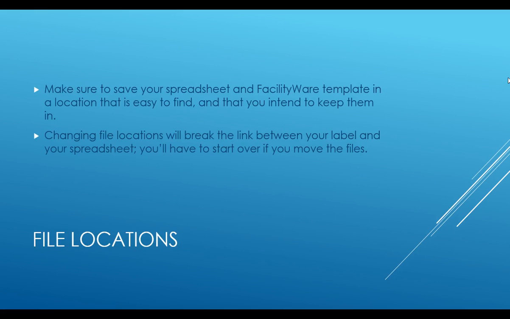As far as file locations, you want to make sure that your spreadsheet and FacilityWare template are in locations that are easy to find and where you intend to keep them. Because if you move those files around, it's going to break the link between the spreadsheet and the label, then you'll have to redo everything. Much easier if you just put the two files somewhere and keep them there.